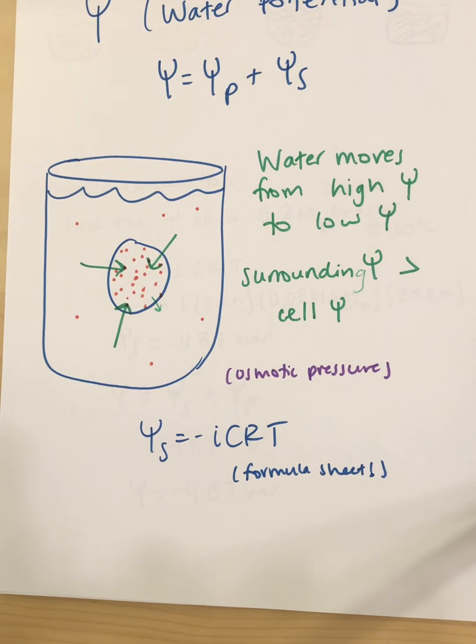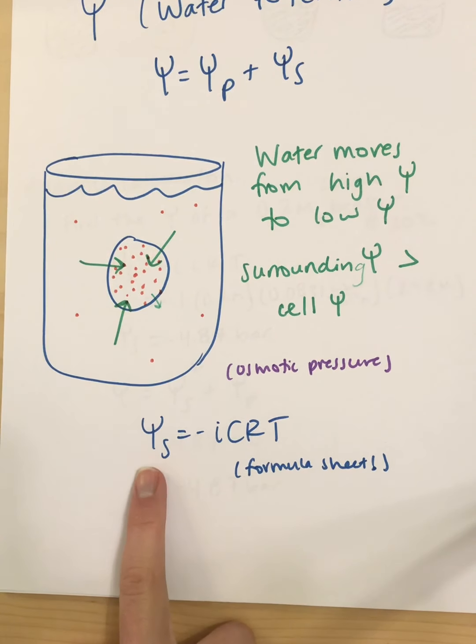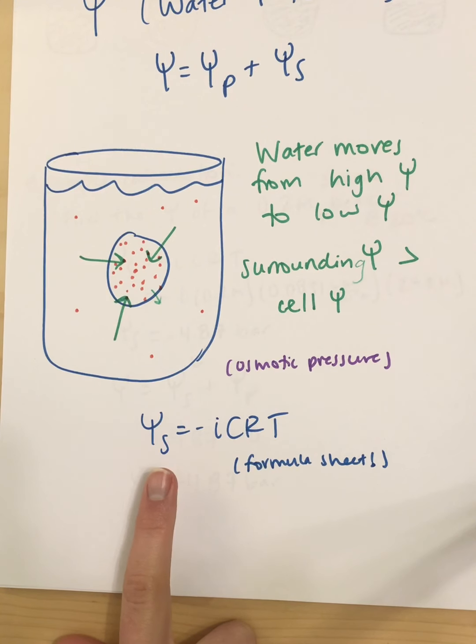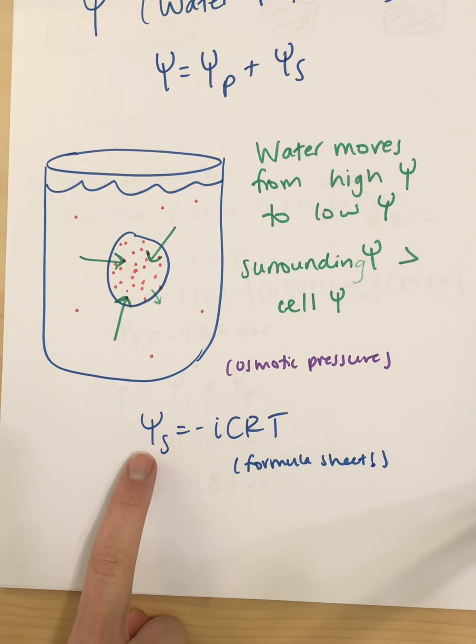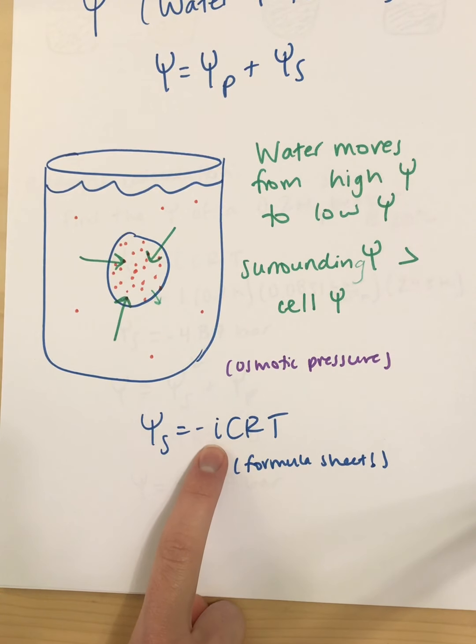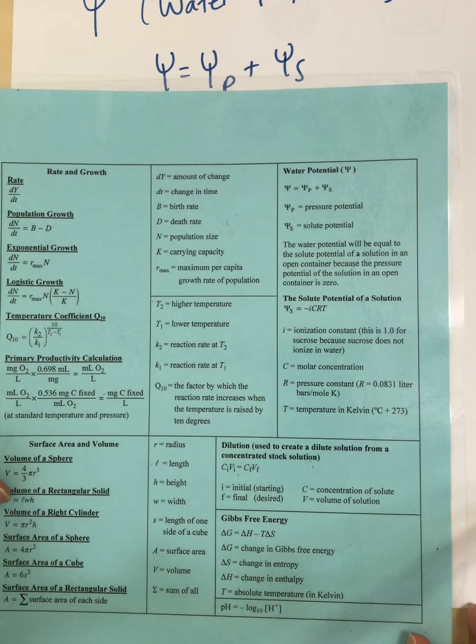Now, there's another equation too on the formula sheet that has to do with water potential. It helps you solve for solute potential. And it's negative iCRT. You don't have to have memorized in your head what any of those letters mean. It's all on the formula sheet.